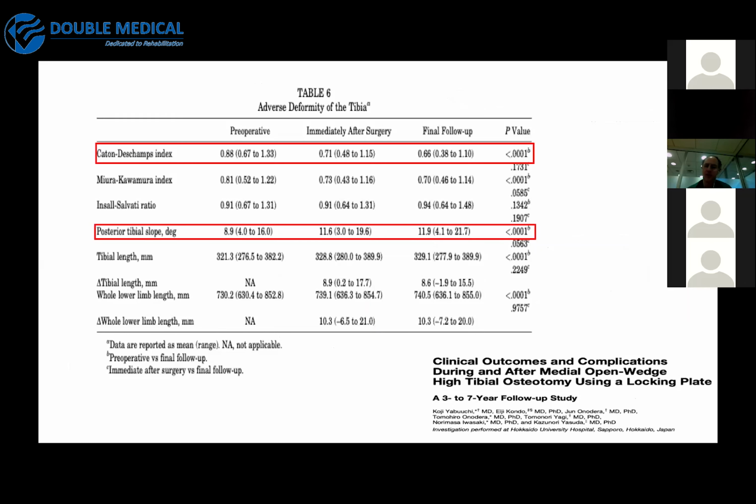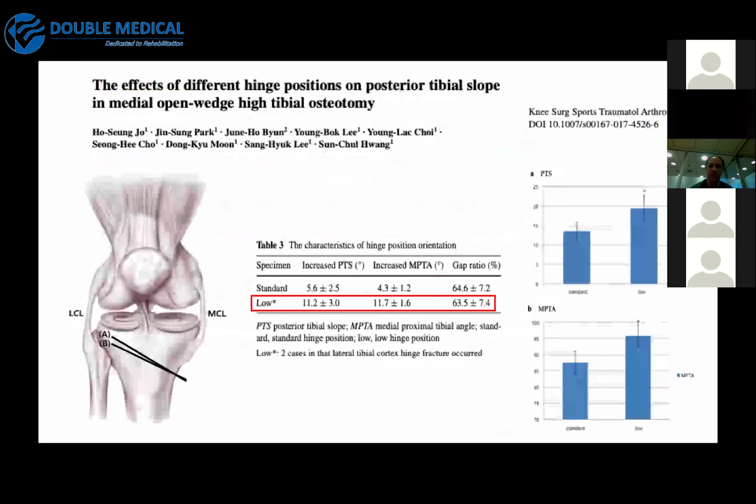This is another study from the Japanese literature, and they found the same results: that the slope is changing with the open wedge osteotomy, and the Caton-Deschamps is decreasing when you're using an open wedge. But if the numbers are less than 10 millimeters, this is not important for the follow-up of the patient.